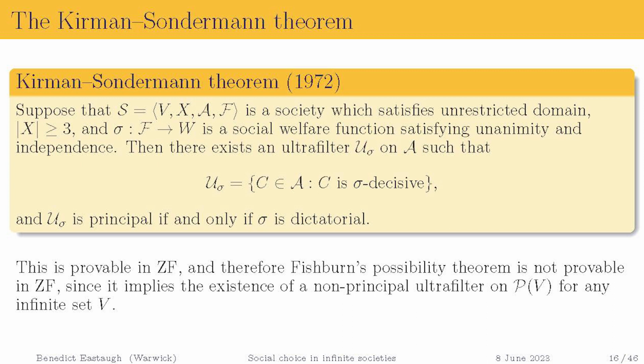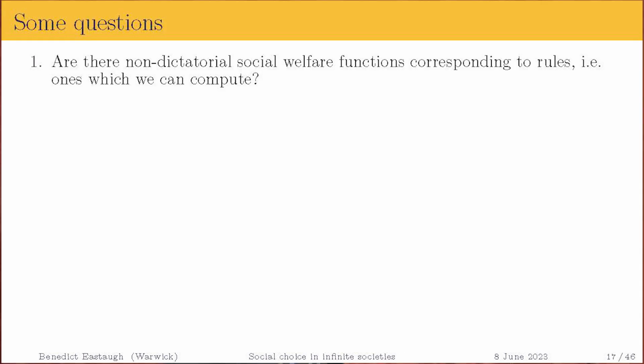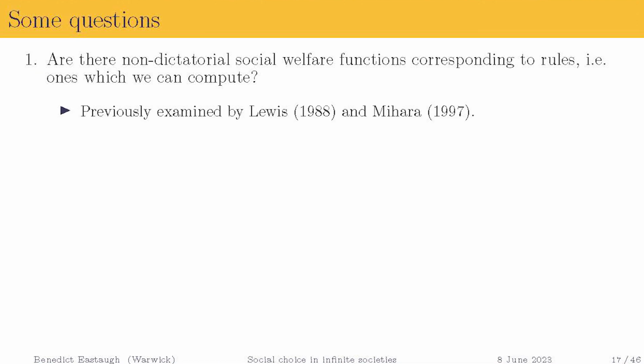Okay, so this gives us a kind of starting point. It says, well, Fishburn's possibility theorem, it seems like it's not going to give us anything computable, anything tractable. So here are some questions that I will attempt to provide more fine-grained answers to. So the first is, are there non-dictatorial social welfare functions that do correspond to rules, ones that we can compute? This was previously examined in the 80s by Alan Lewis and in the 90s by Reju Mihara. And in general, the answer is no, but the answer will be a bit more subtle than this.